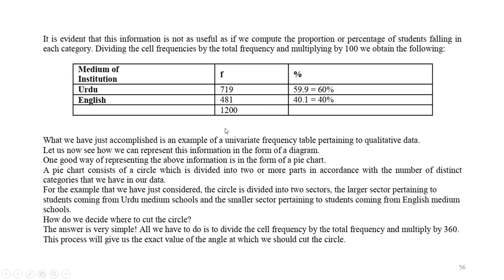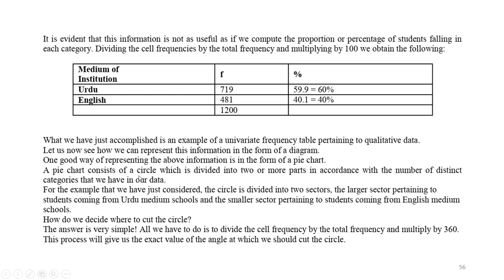What we have just accomplished is an example of a univariate frequency table pertaining to qualitative data. This is a univariate situation because there is only one indicator, that is, you are asking where you are coming from, Urdu medium or English medium. One good way of presenting the above information is in the form of a pie chart.